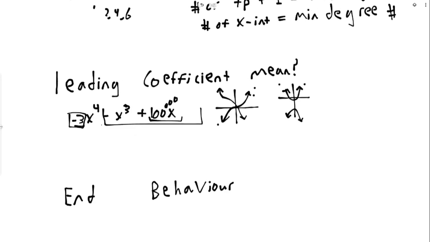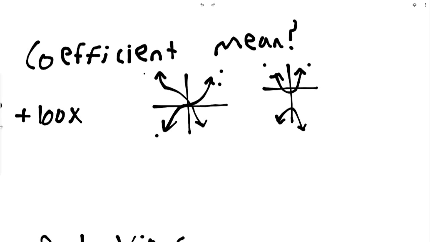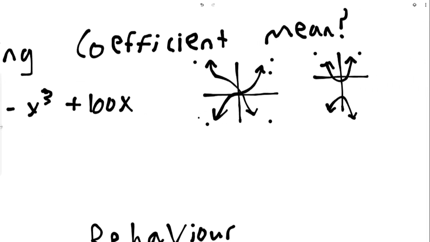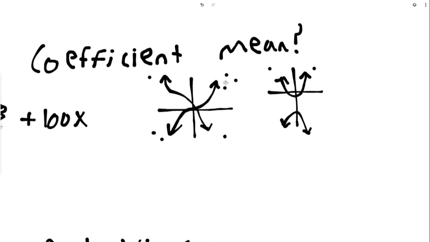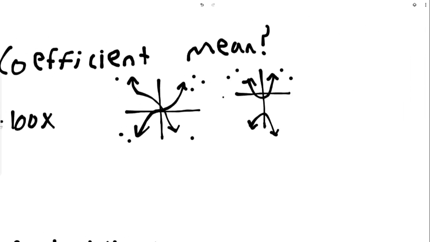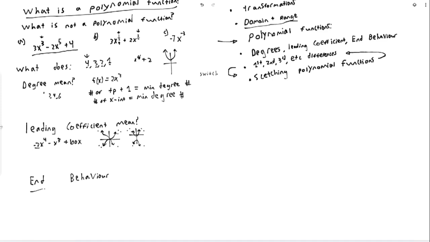So again, if it's negative, then for an odd function, it's going to start positive and end negative. If it's positive, then it will start negative and end positive. And then for even, if it's positive, it'll start up here and end up here, so positive, positive. If it's negative, then it will go negative, negative. So this all ties into end behavior, which I kind of already talked about with this leading coefficient thing.